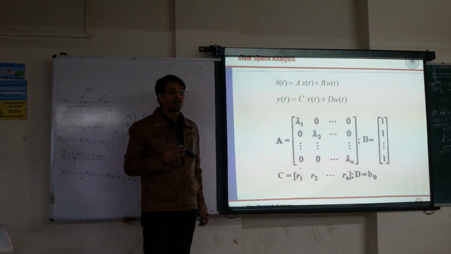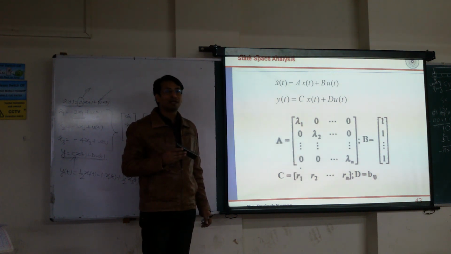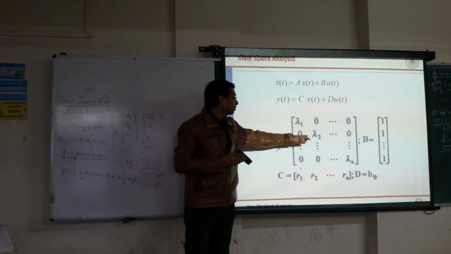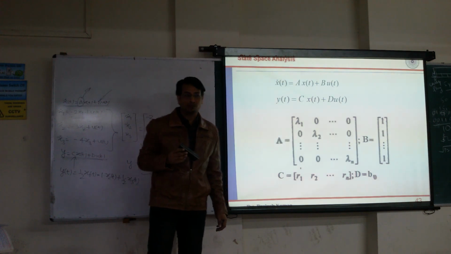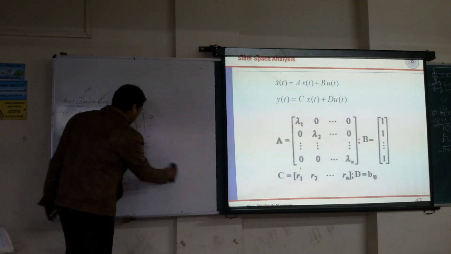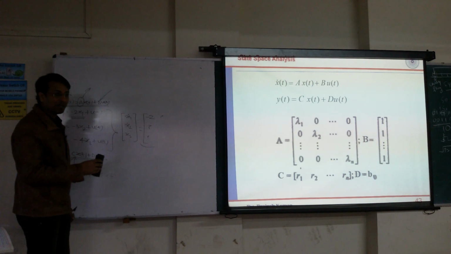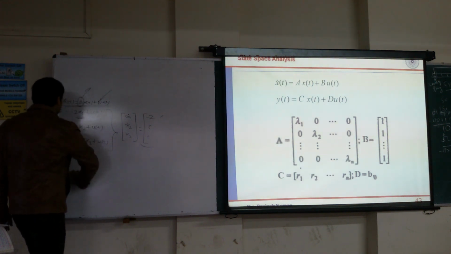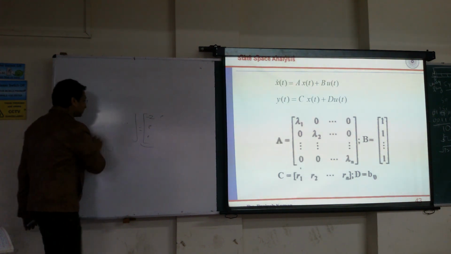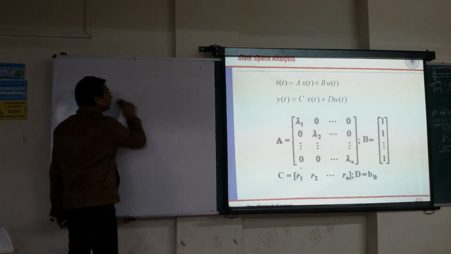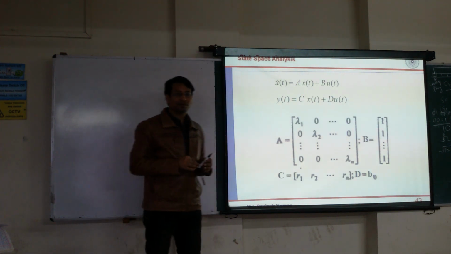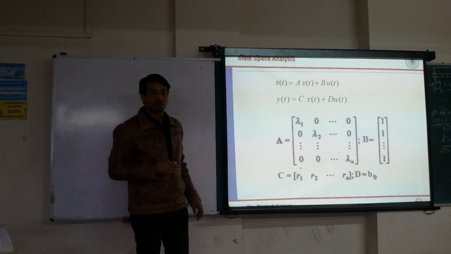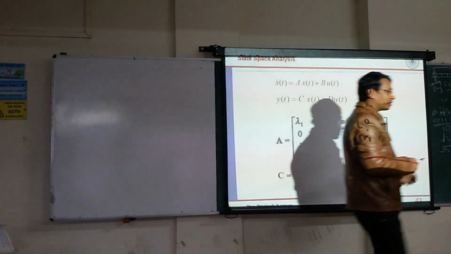If somebody asks whether this given system is stable or not, there is no need to find the transfer function. You just know the roots. If the roots lie in the left half of the S domain, your system will be stable, otherwise unstable. So this is a short trick for examinations like IES or GATE. In GATE I think state space is not in the syllabus, but in IES it is there. So directly you can comment about the stability of your system.